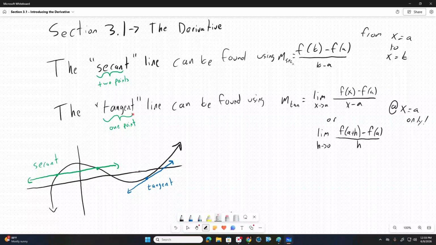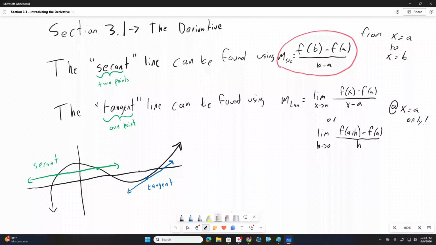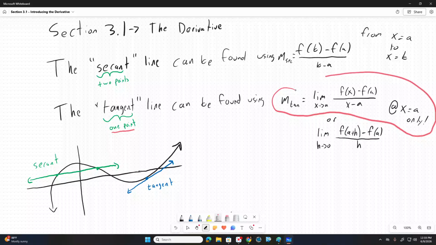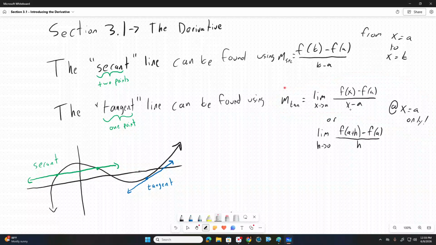Now, the tangent line looks very similar to the idea of a slope. It has a y2 minus y1 over x2 minus x1, that old idea for slope, but it's only using 1 point. And the reason we can do that is because if we let x equal a, there's an x minus a term in the bottom, and this is dividing by 0. Bad. So instead, what do we do? Well, anytime we wanted to divide by something that looked like 0, we said, okay, don't divide by 0, take the limit as it approaches 0.